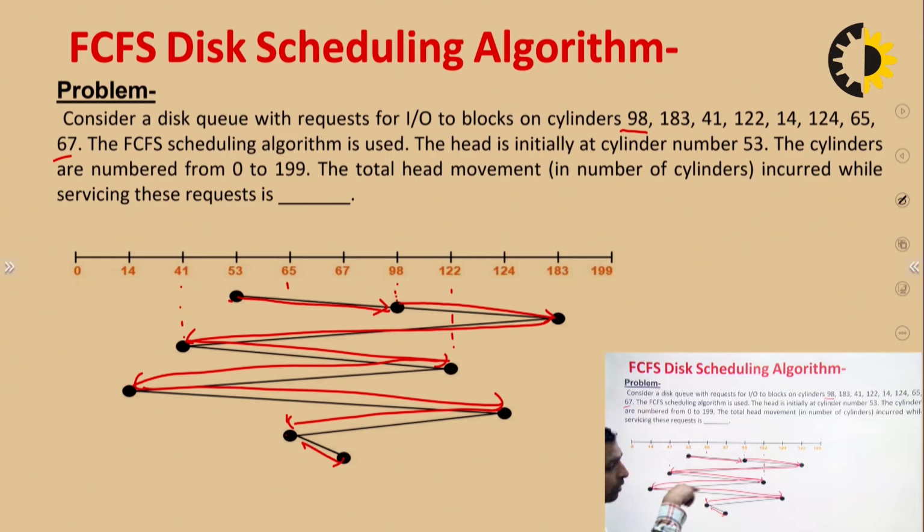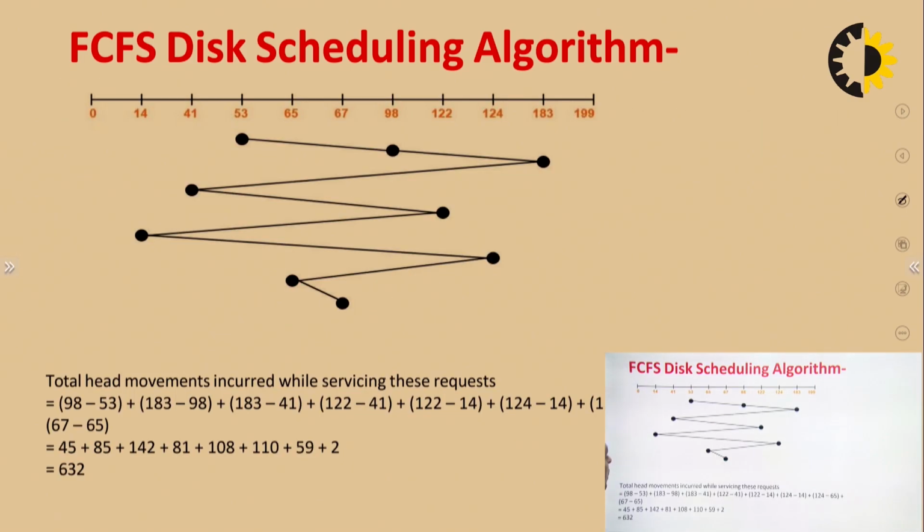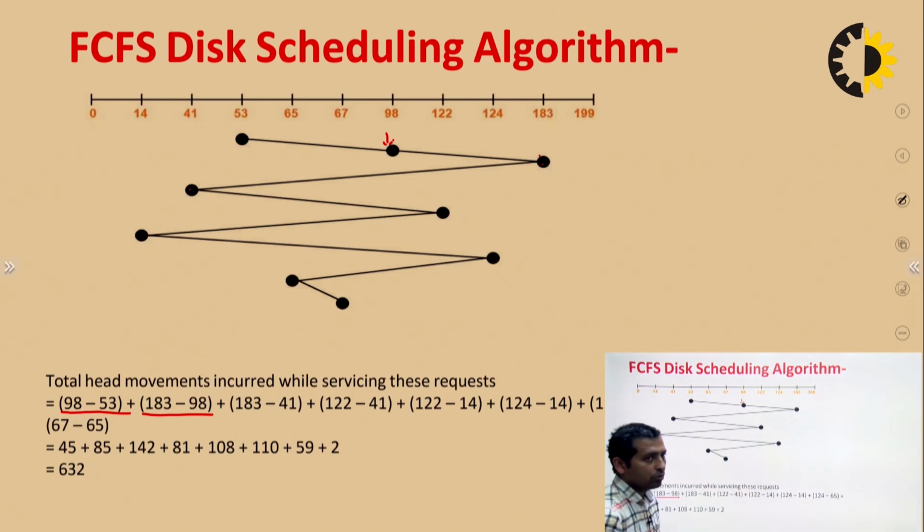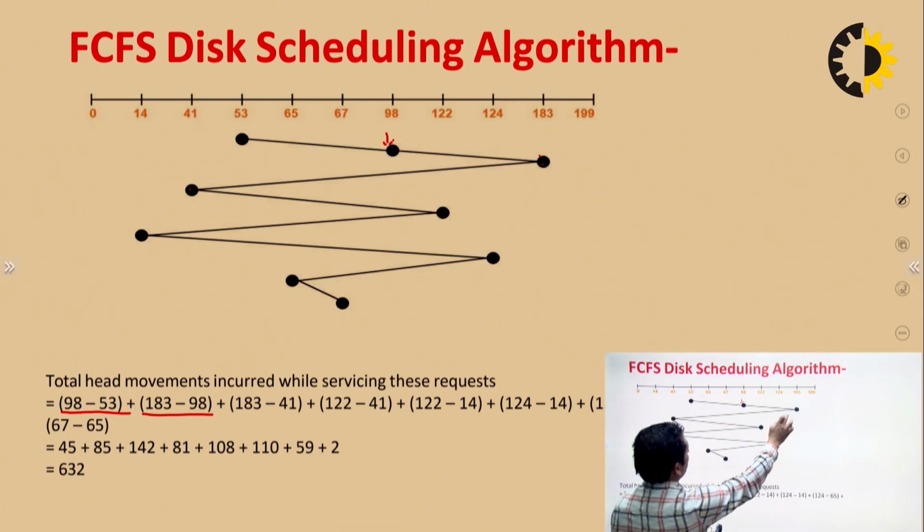So, how much movement will this be? We will calculate by adding these movements. First movement, 53 to 98: the difference is 98 minus 53. Now our head is at this position. Second is 183 minus 98. The difference will be positive because we are calculating the total movement, not the direction, forward or backward. So we will calculate the absolute value.